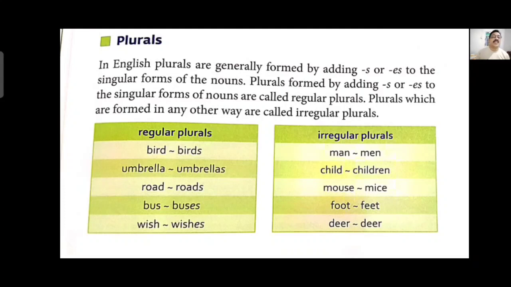But in the irregular plural chart, you can see man singular. If we want to change into plural form, men; child singular, children plural; mouse singular, mice plural; foot singular, feet plural; deer will remain deer in both cases, singular and plural. You can see here it is irregular because no S or ES is added to change the noun from singular to plural. That's why they are in irregular plural form.